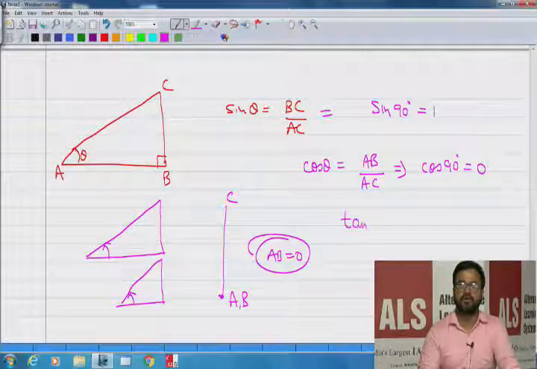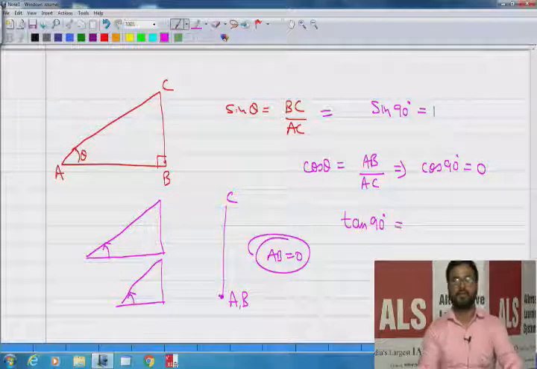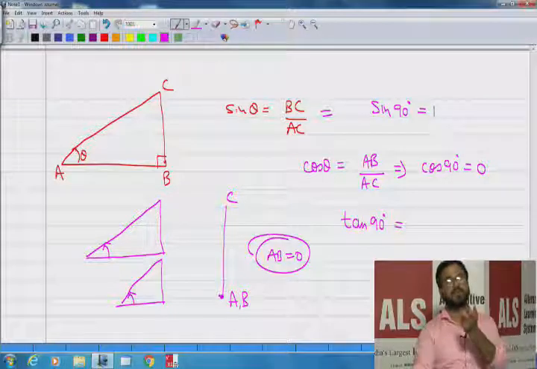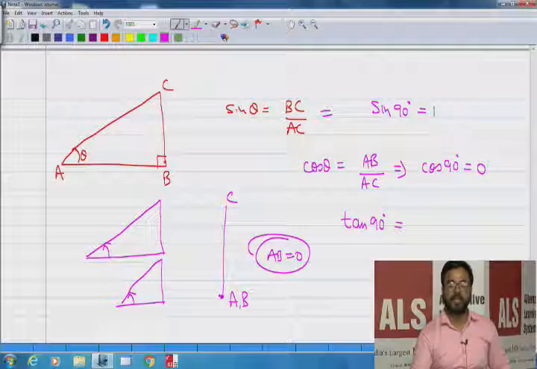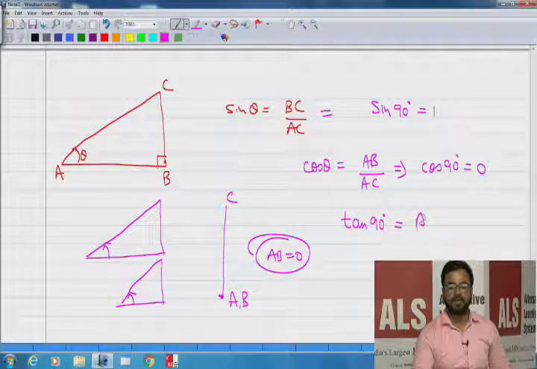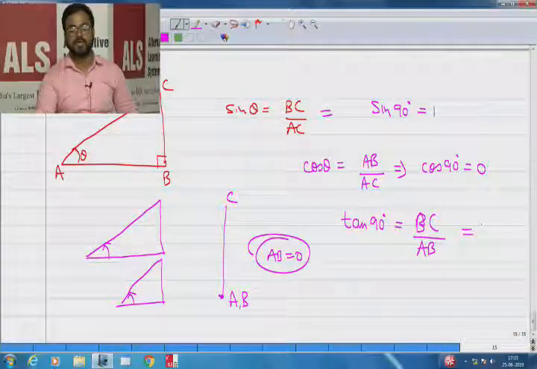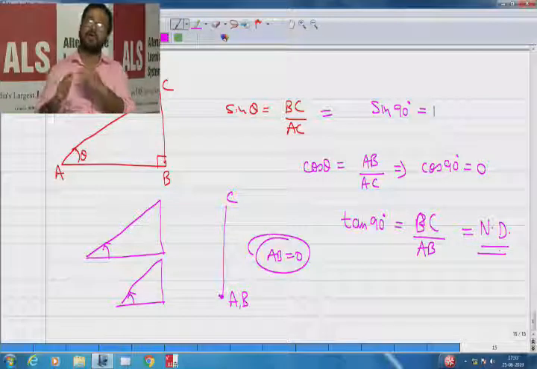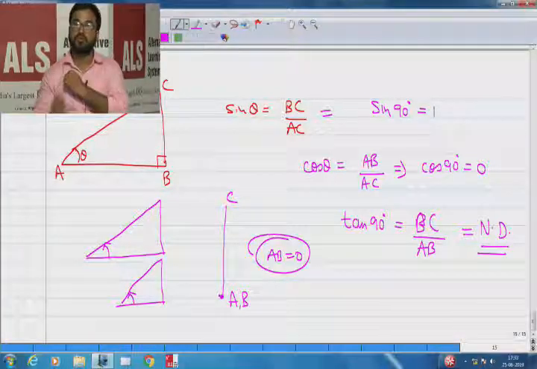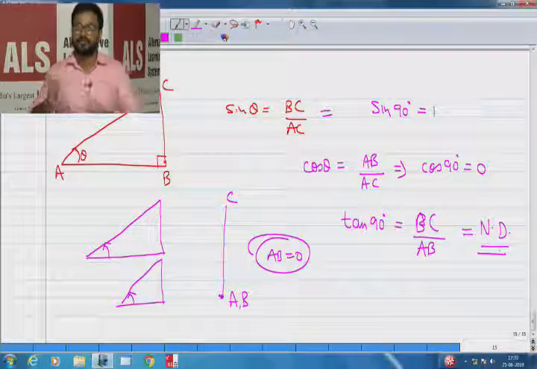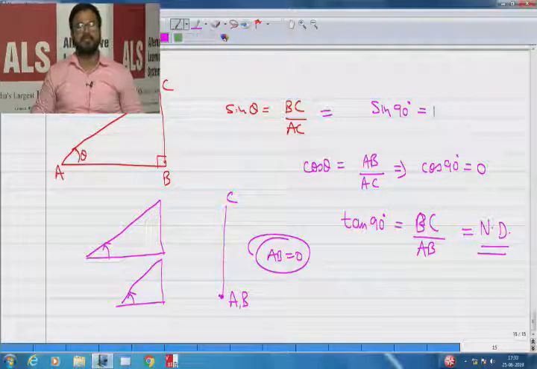Similarly, if I talk about tan of 90 degree, we have to take BC over AB. Since AB has become 0, the denominator has become 0, so it is not defined. Very good, undefined. Undefined or not defined, both are the same. You can use any one, but don't use infinity in case of not defined. So is this clear to all of you, the values?